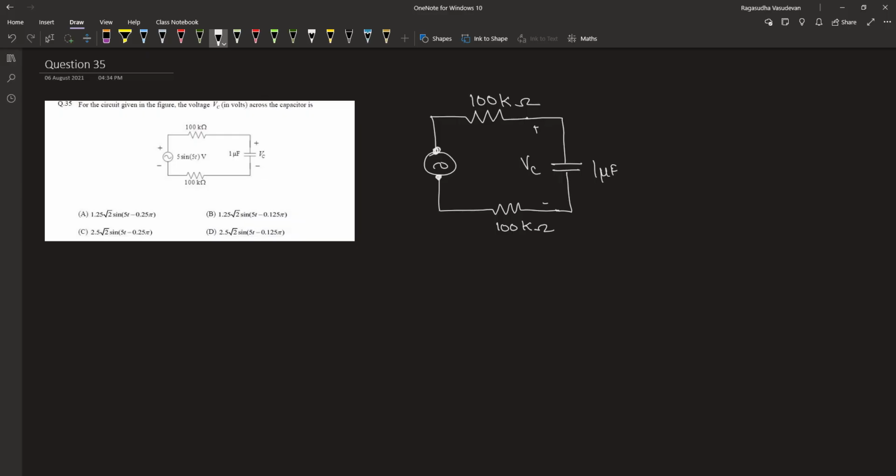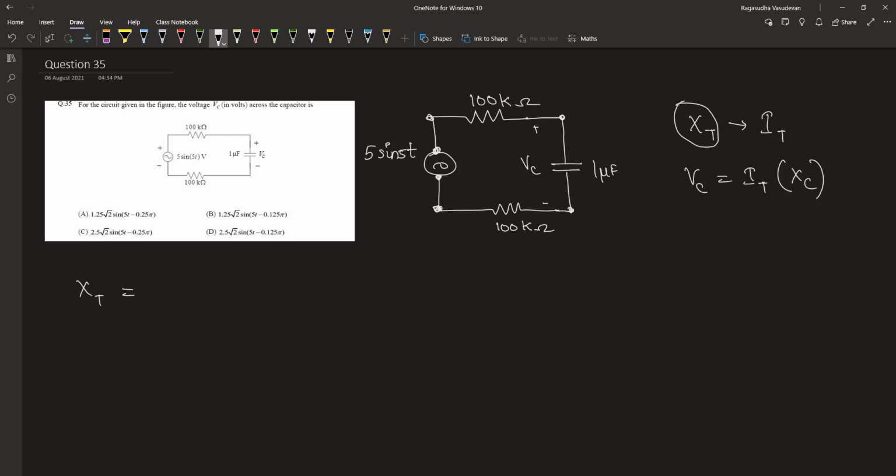Here an AC voltage of 5 sin 5t is appearing across this pair of nodes. So this is the voltage supply of this circuit. We are asked to find out the voltage that appears across the capacitor here. So in order to find that, let us first calculate the impedance of this circuit, and then using this we can find out the current that is flowing through this circuit. Next, the value of the voltage across the capacitor will be the current flowing into this loop times the value of the capacitive reactance. So let's first find out the value of total impedance of this circuit.